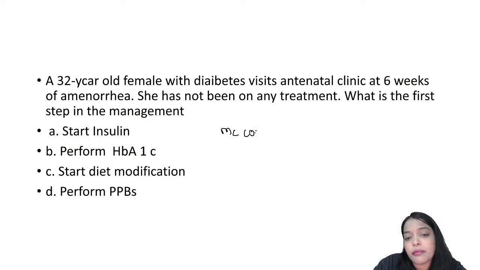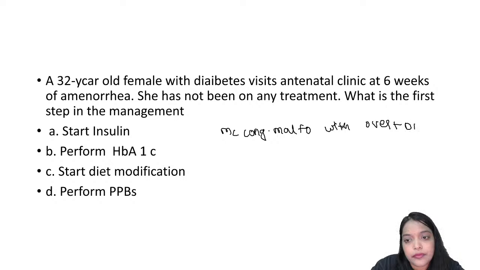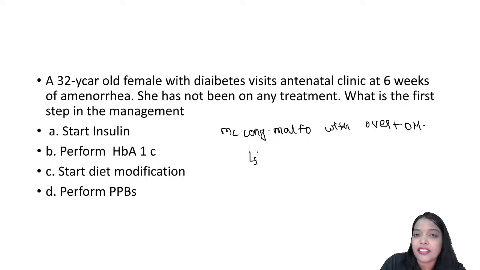What is the most common congenital malformation associated with overt diabetes? Again, these are quick-fire answers, so you have to be quick. Most common congenital malformation with overt diabetes is? No, Dipesh, you are making a silly mistake. So the most common congenital malformation with overt diabetes is VSD, more than neural tube defects. VSD more than neural tube defects, right?